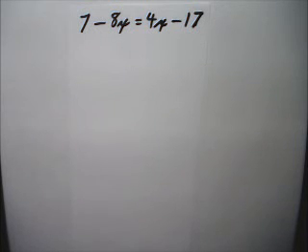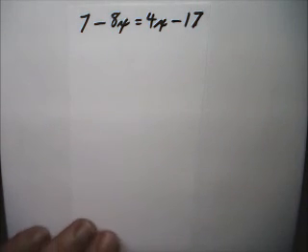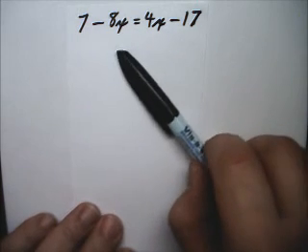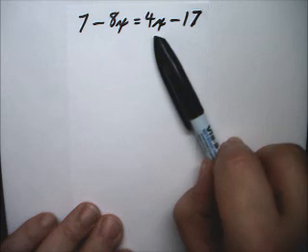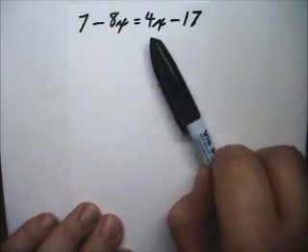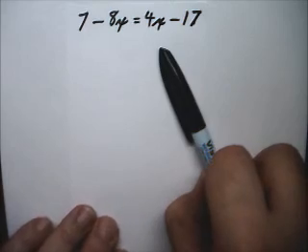Hello, this is solving equations, variables on both sides, example 1. Example 1 is this equation, and by variables on both sides, it means that variables are on both sides. There's negative 8x and positive 4x on both sides, so both sides of the equation have a term with variables.